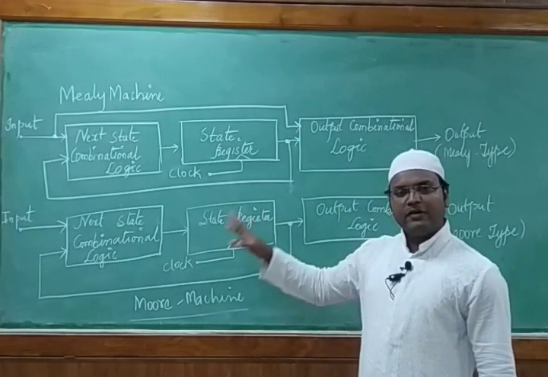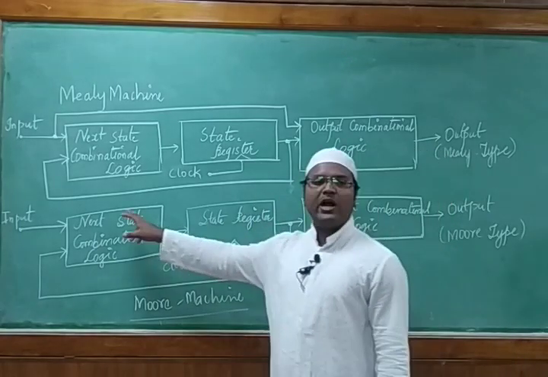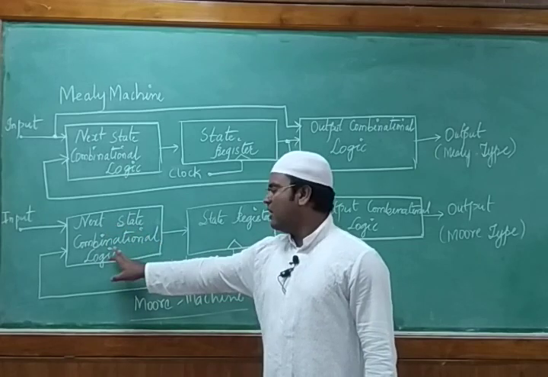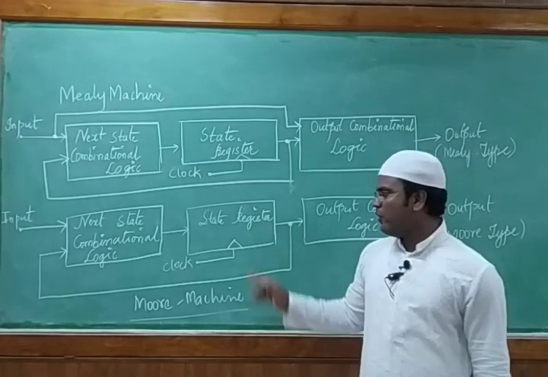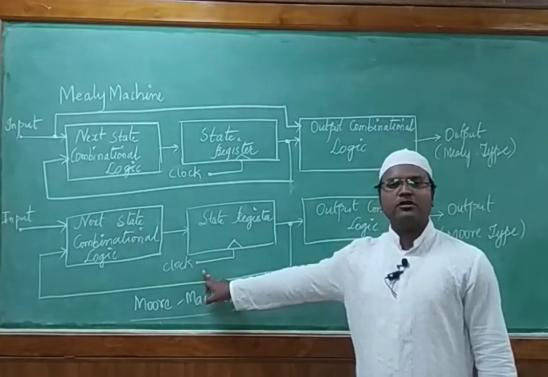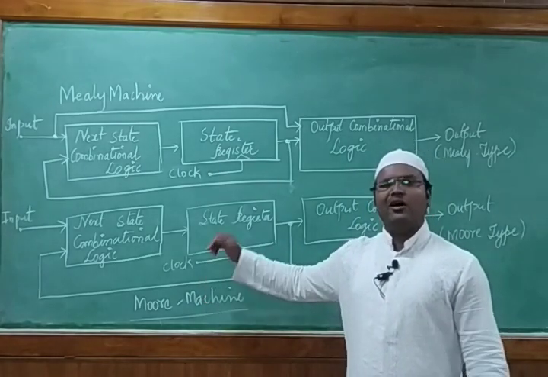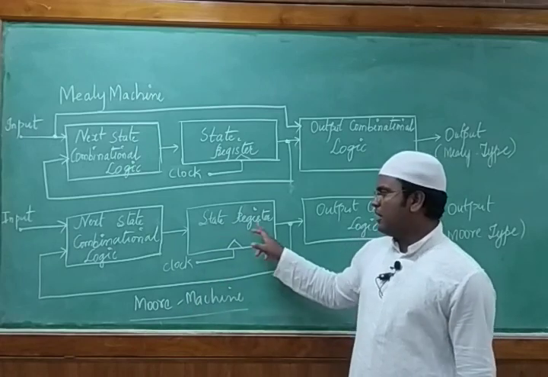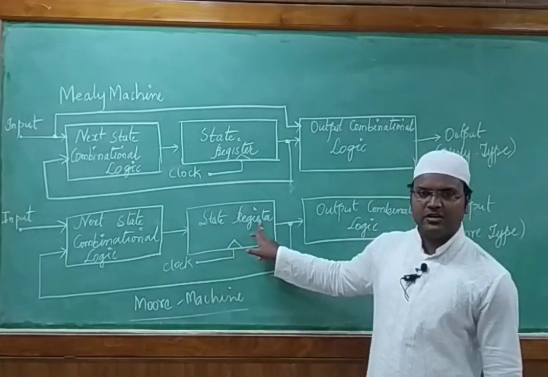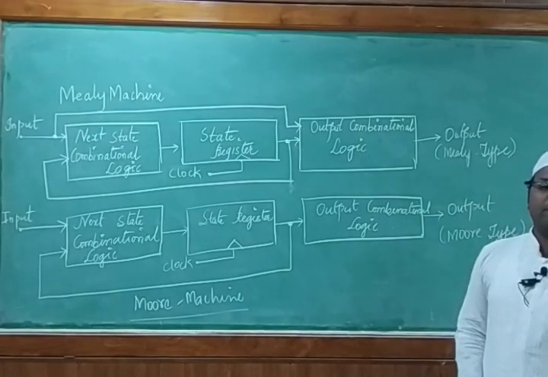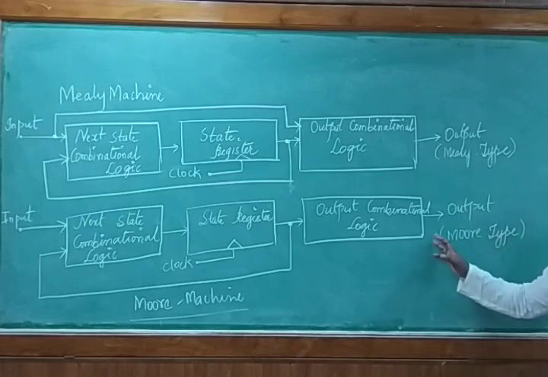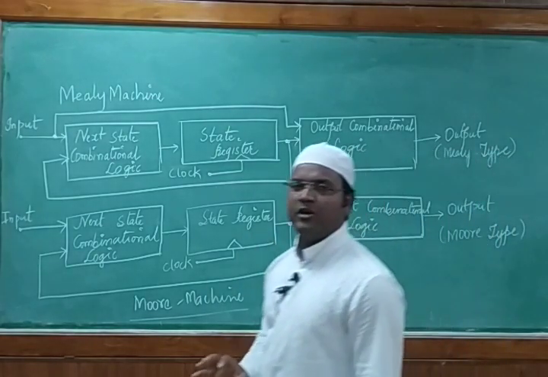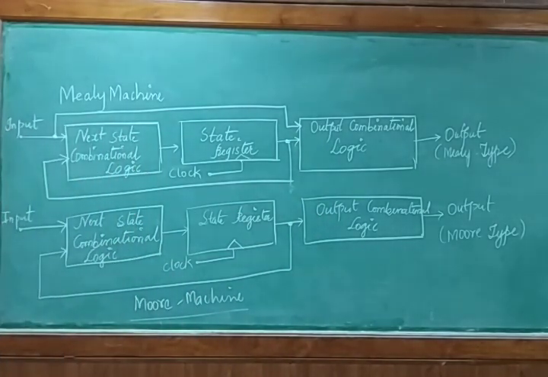Meaning, whatever inputs we give at one end, the next-state combinational logic gives the input, and it is passed to the state register, which receives the clock pulses, whether edge triggered or level sensitive. Then it goes to the output combinational circuitry, and the output is Moore type. What is the meaning of Moore type? It depends upon the present state only, right? This is the way the Mealy machine and the Moore machine are designed using FSM.